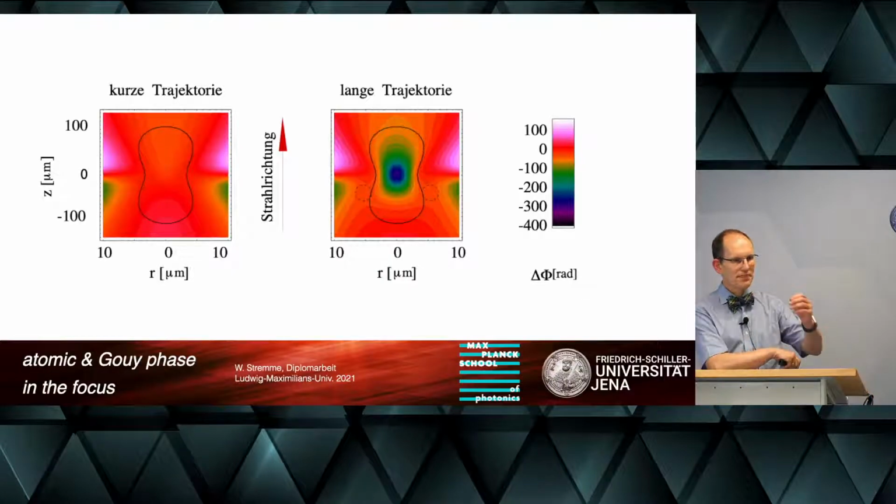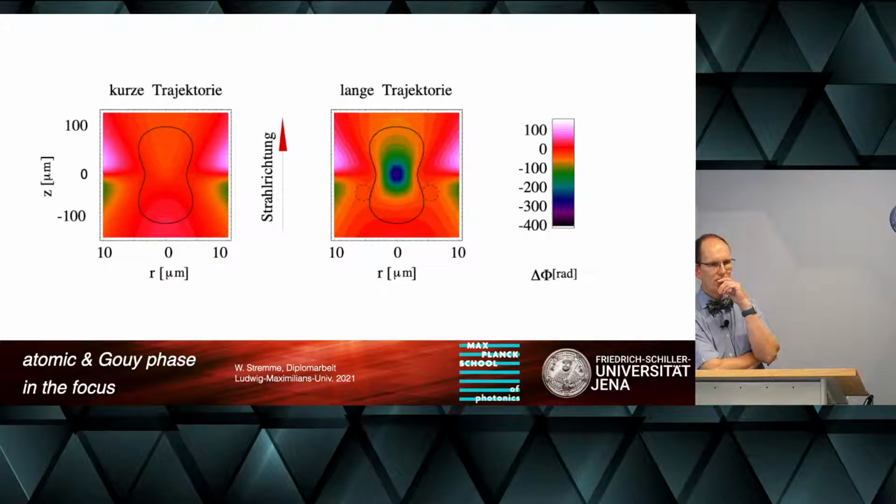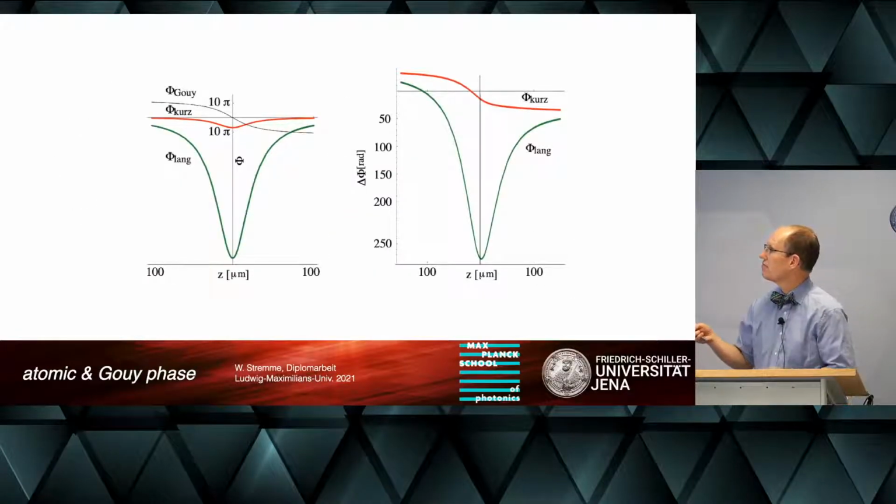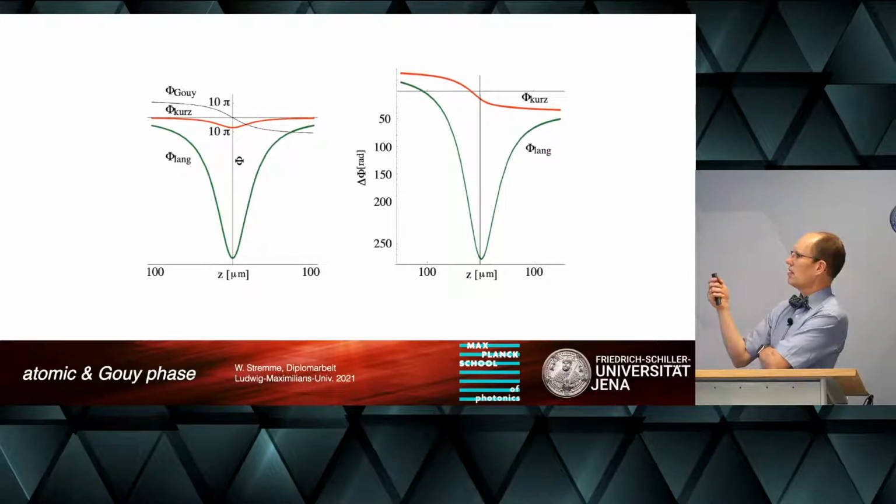Why is the Gouy phase going from like 10 pi to minus 10 pi? Why is it not being higher if I would do... Good question. I never noticed that. That's obviously wrong. So this is a different scale for both. Yeah. Okay, thanks for that remark.